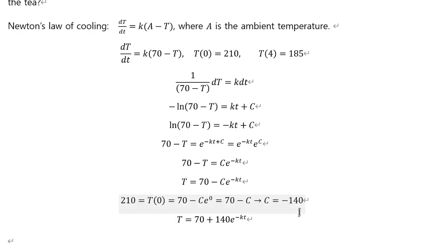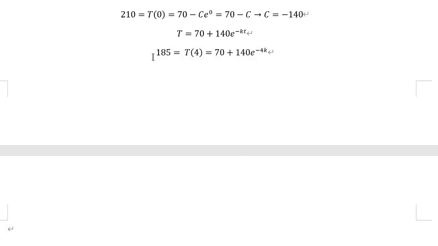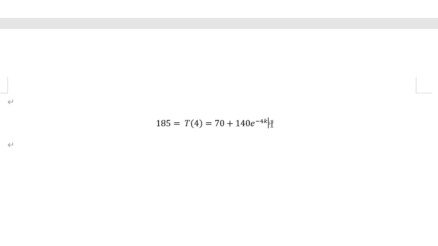Then next, you have to use this fact. We have T of 4 equals 185. And if you plug in t equals 4 over here, you get T of 4. And from this, you need to know the value of k. So how do we get the value of k? Let me copy this over here, and we'll continue.